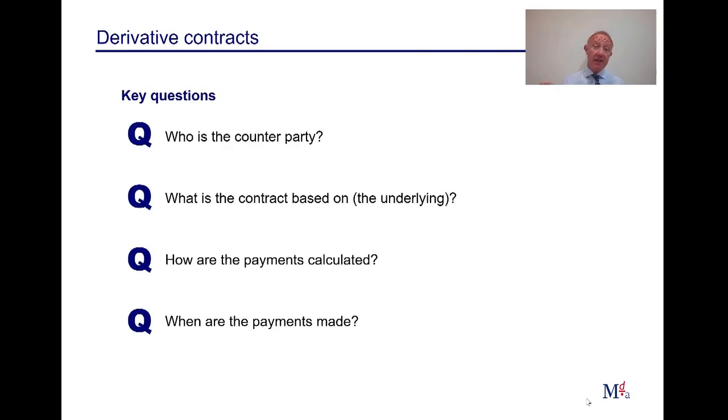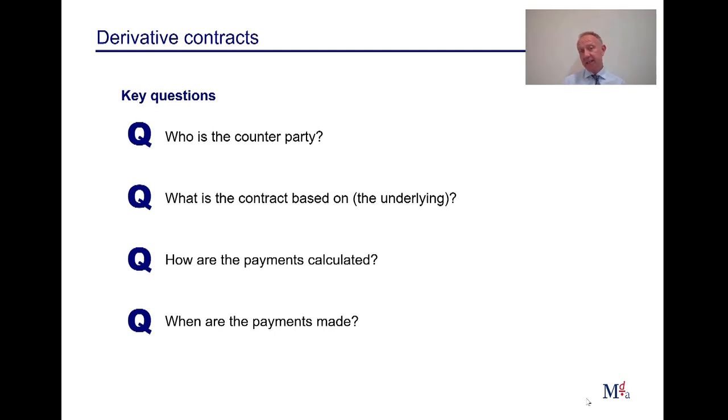Once we understand that all derivatives are contracts, then we can start asking sensible questions about any new derivative that we come across. For example, who's the counterparty? Is it a clearinghouse or is it a bank? What is the contract based on? What's the underlying? Is it an interest rate? Is it a bond, a commodity, an equity, a currency? What's going to drive the direction of the cash flows? How are the payments going to be calculated?